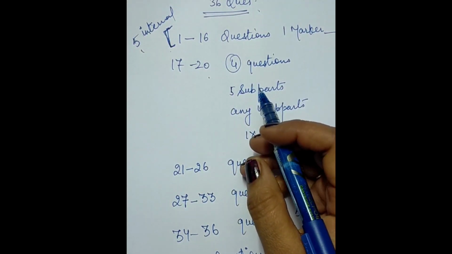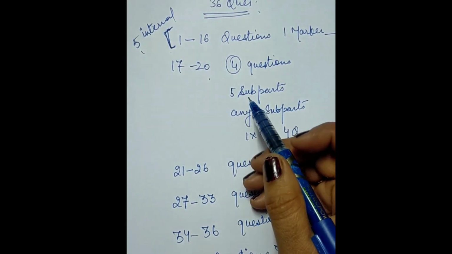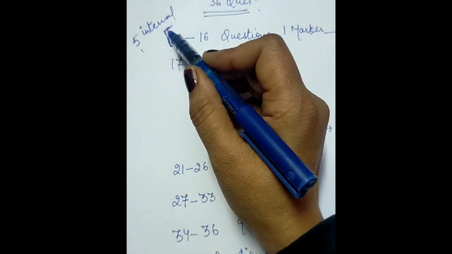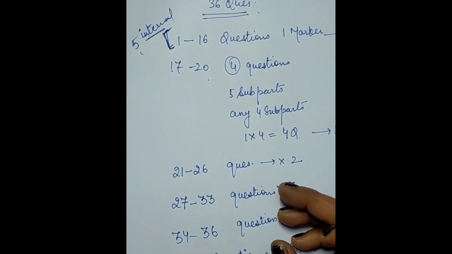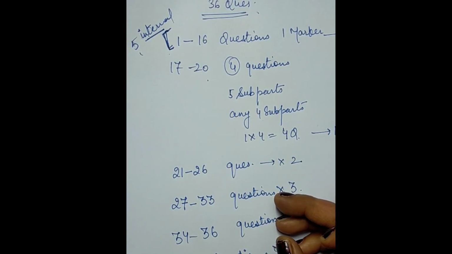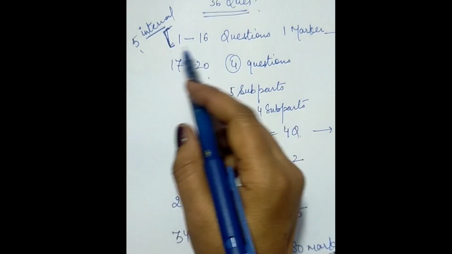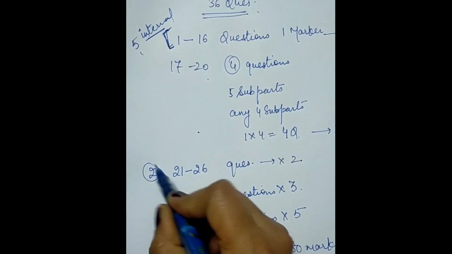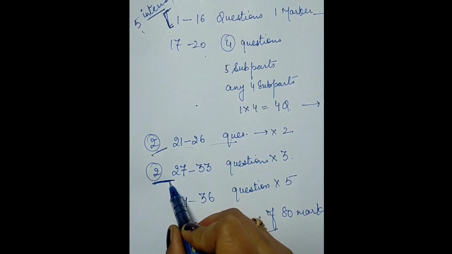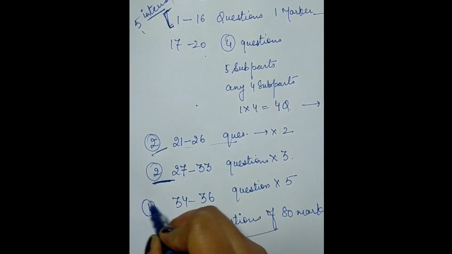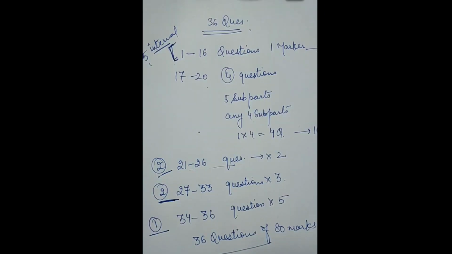There will be no open choice, but there will be internal choices. In questions 1 to 16 there will be 5 questions having internal choices. Internal choices means you will be given 2 questions and you have to do any one out of those 2 questions. So there will be 5 such questions: 2 with internal choice in this part, 2 internal choices in the 3 marker, and 1 internal choice in the 5 marker. So this is the pattern given by CBSE for 2020-21.